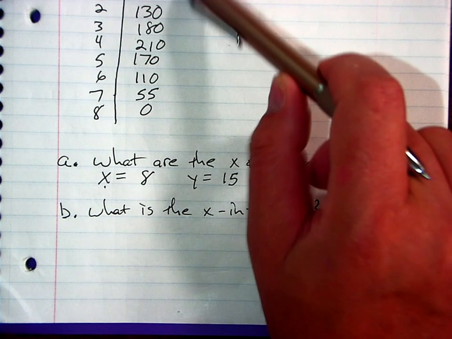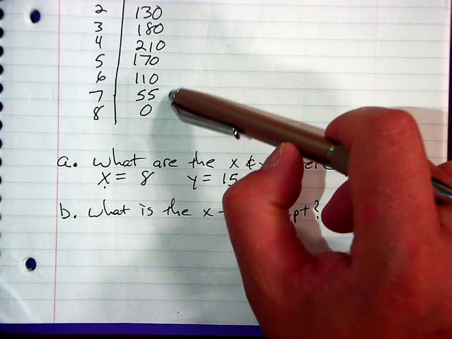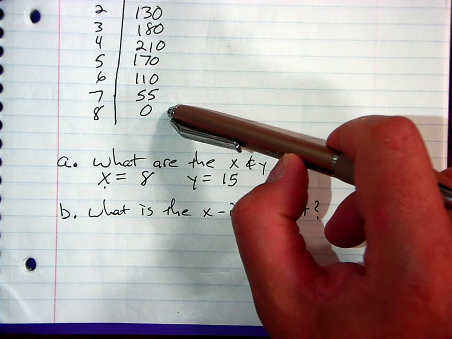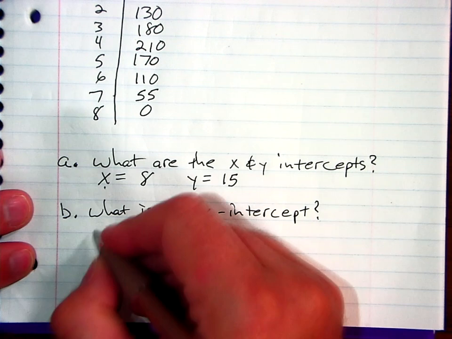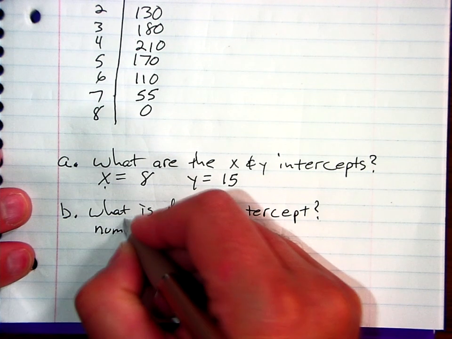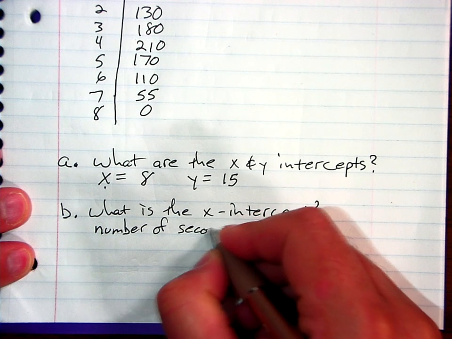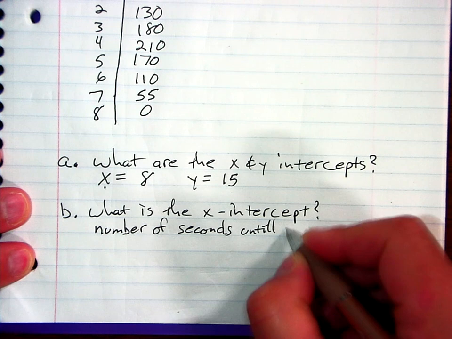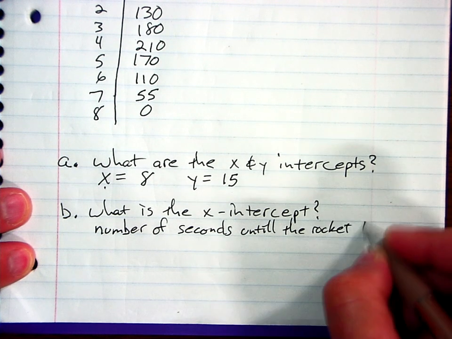It got higher, got higher, got higher, and then started going down, until eventually what happened? It hit the what? The ground. Hit the ground. So it's the number of seconds until the rocket landed.